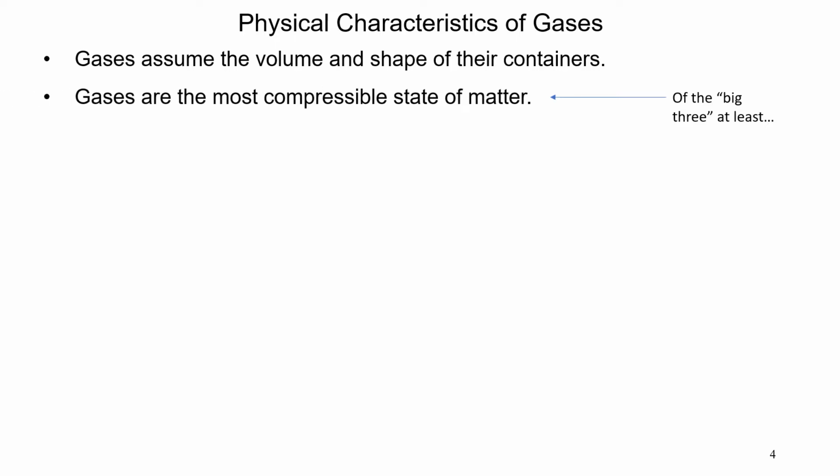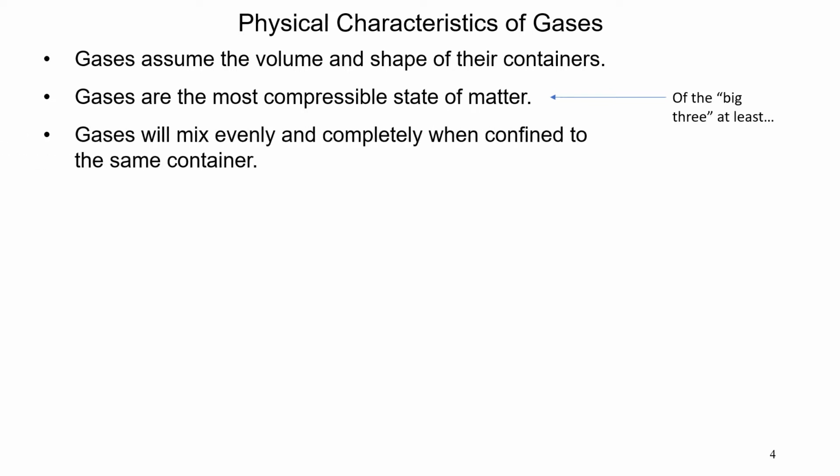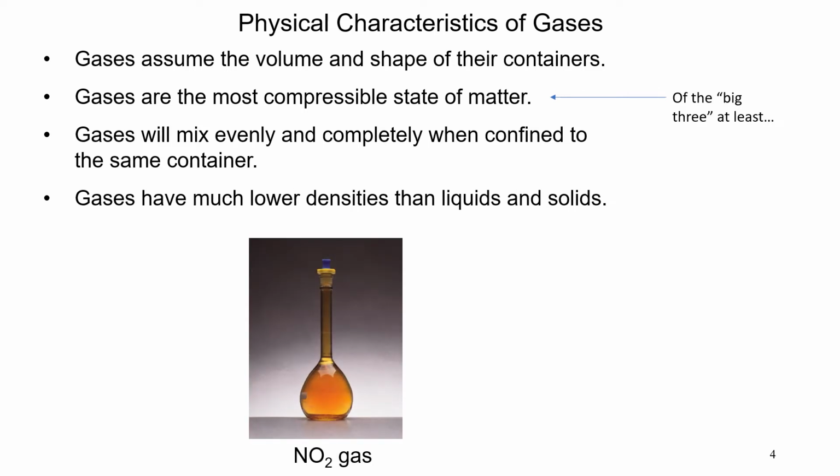They're also, at least according to your book here, the most compressible state of matter, at least of the solid, liquid, and gas trio. They're not necessarily more compressible than the plasma or some of the other exotic phases. They do mix evenly and completely when you put them in the container together. And almost universally, they'll have a significantly lower density than either a solid or a liquid. So your condensed phases, usually you can physically separate them just by letting them settle to the bottom of something.